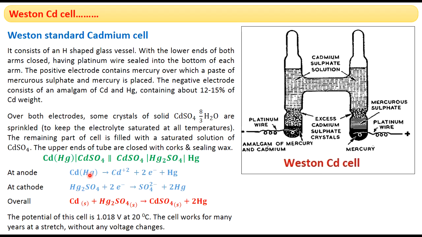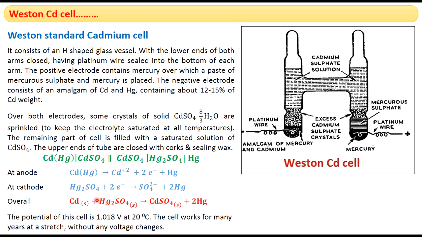At the anode, the amalgam of cadmium undergoes oxidation producing Cd2+ plus 2 electrons plus Hg. At the cathode, mercurous sulfate, Hg2SO4, undergoes reduction by consuming the 2 electrons, producing sulfate ion SO4 2- plus 2 Hg. The overall reaction is cadmium, a solid, plus mercurous sulfate Hg2SO4, also a solid, giving rise to cadmium sulfate plus 2 Hg.